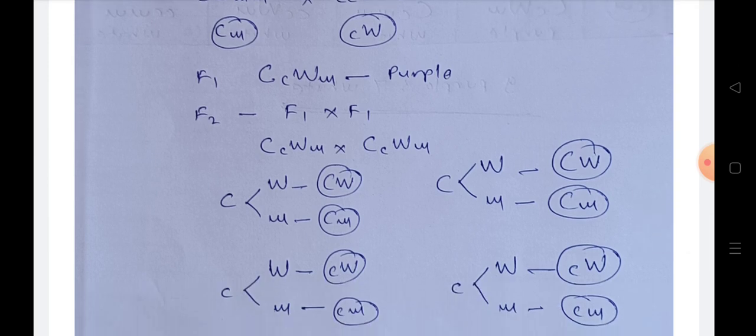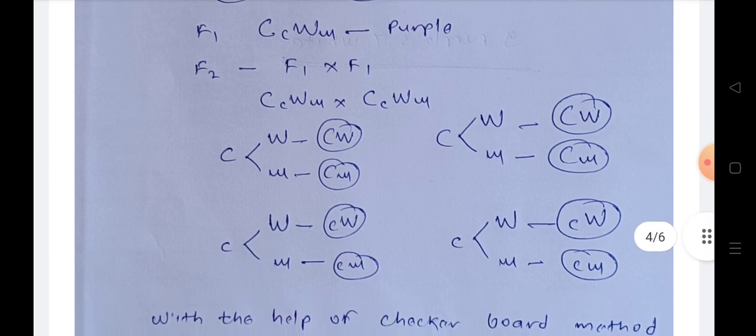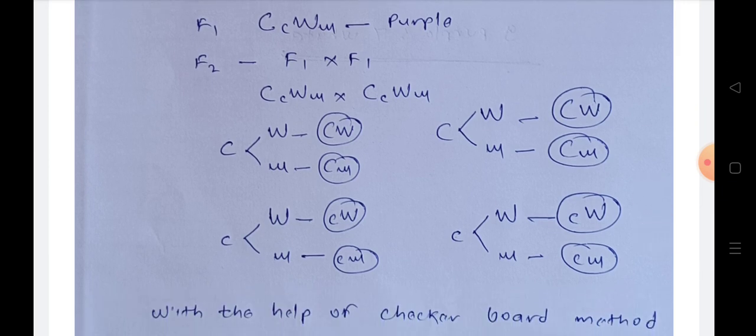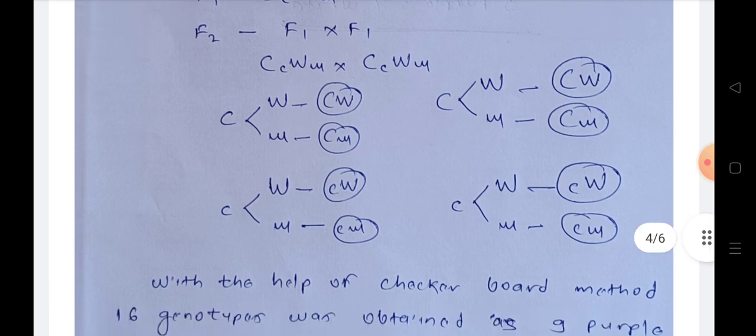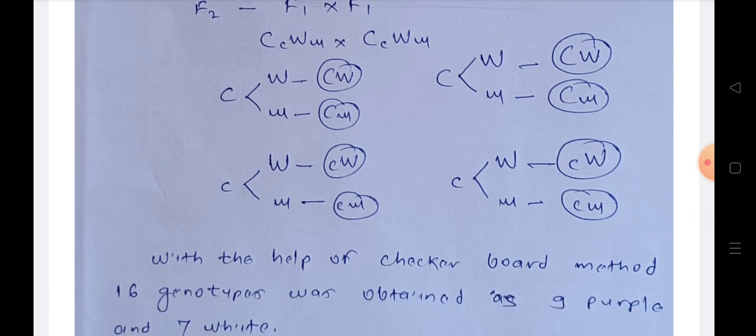F1 genotypes will be capital C, small c, capital W, small w. Both genotypes are the same. Each F1 produces 4 gametes. 4 into 4, with the help of the checkerboard, 16 genotypes are obtained, and their proportion will be 9 purple and 7 white. How does this ratio arise?